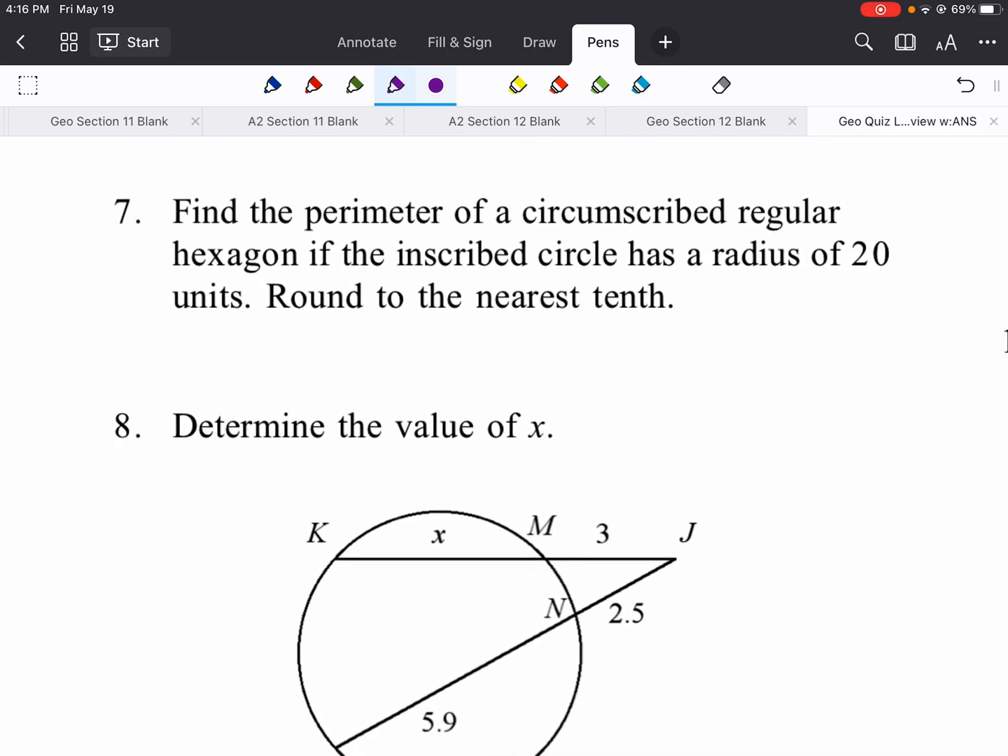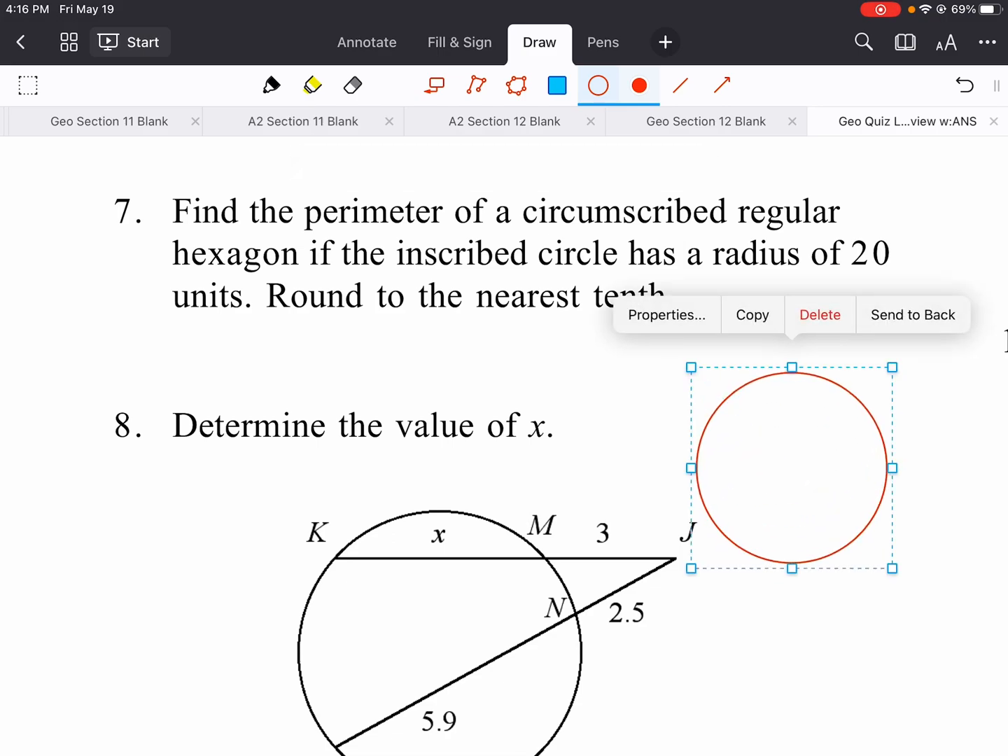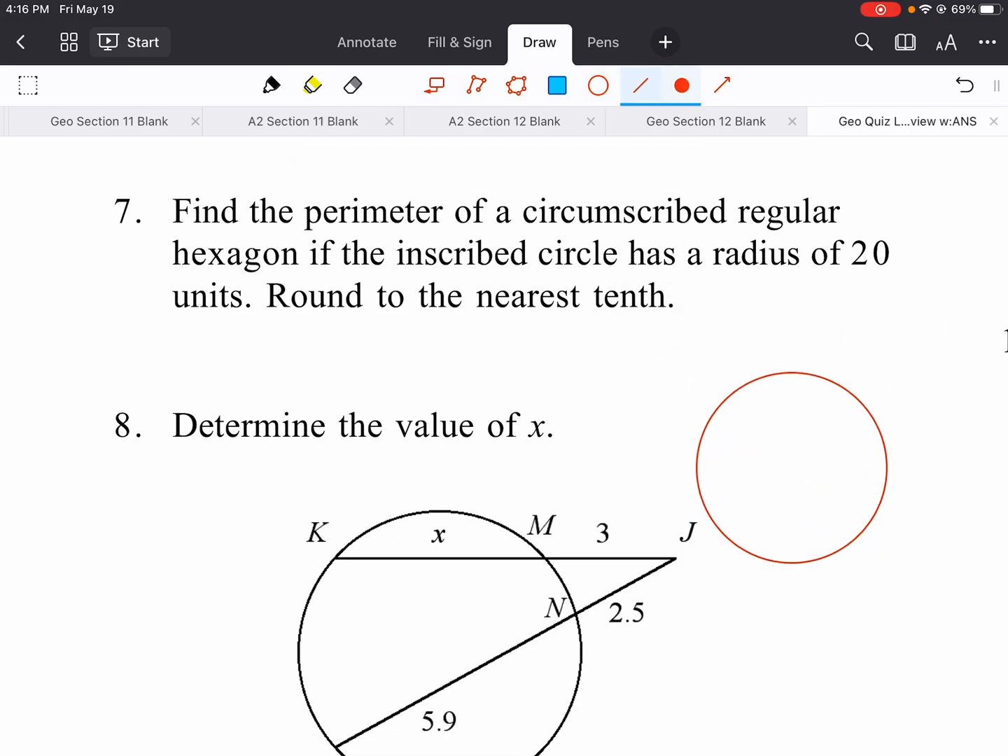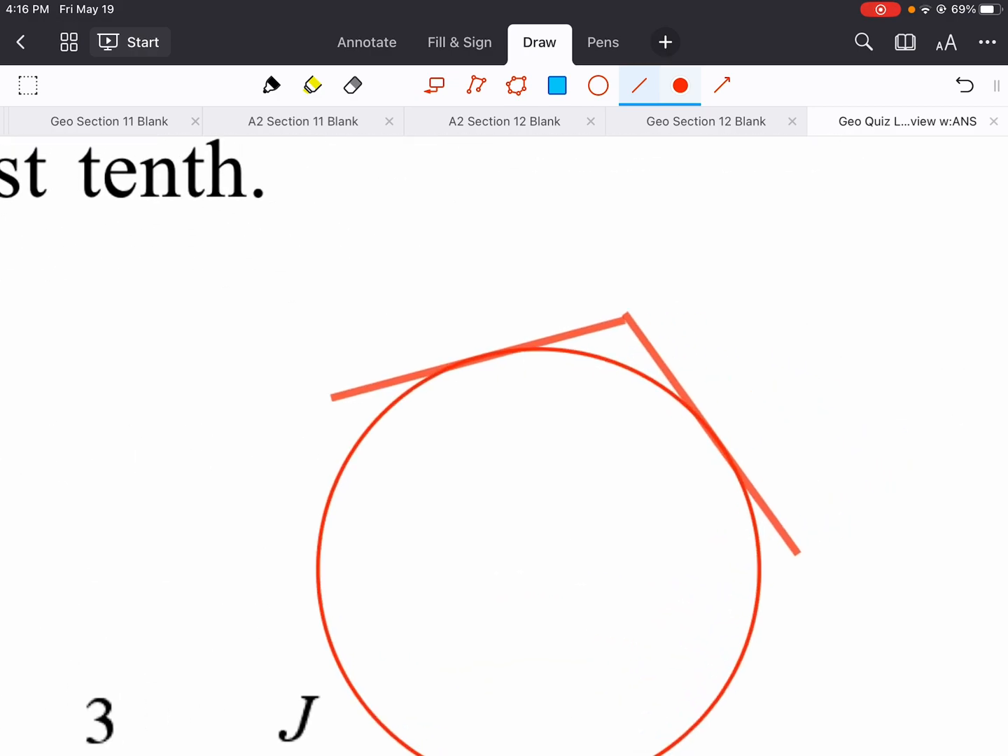Okay, it says find the perimeter of a circumscribed regular hexagon. Okay, I'm just going to sketch out part of this real quick so you can see. Now this is interesting because normally we have the circle around the shape. This time we have the shape around the circle. Okay, so just keep an eye on that.